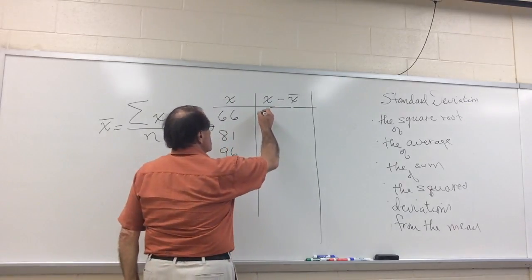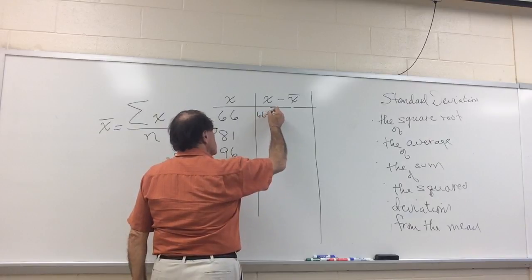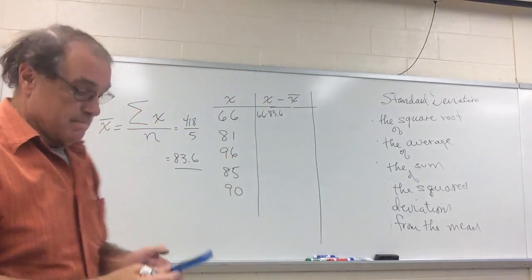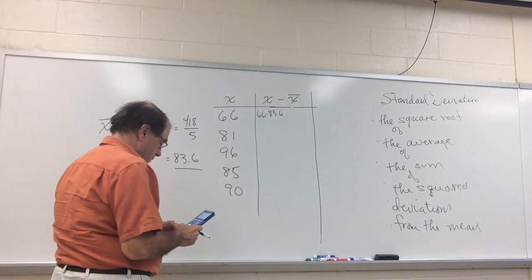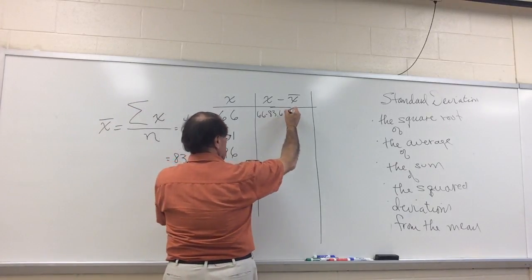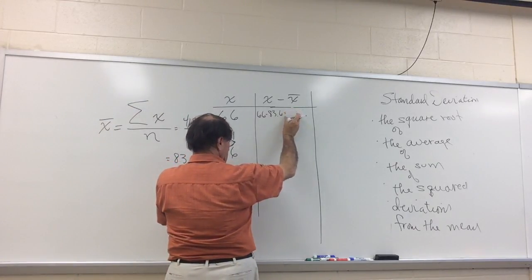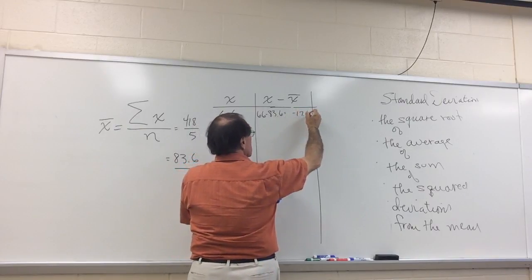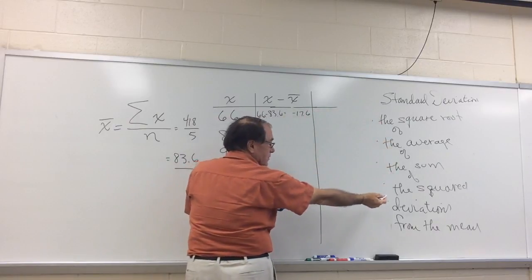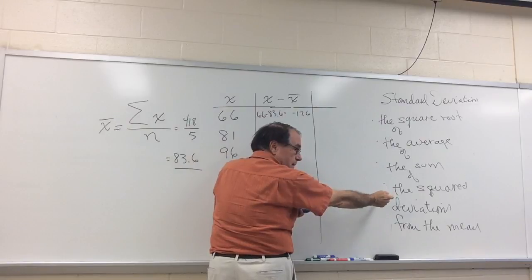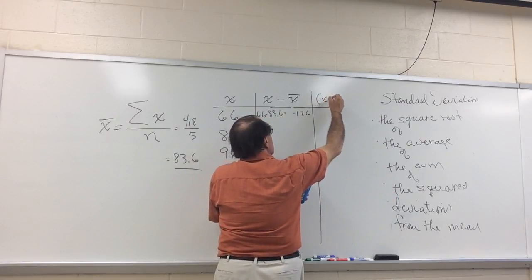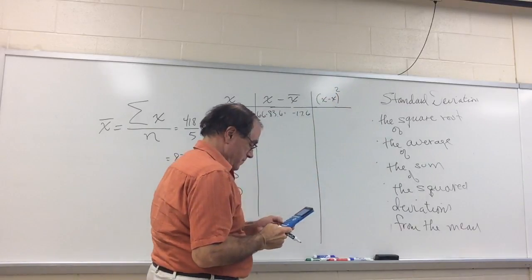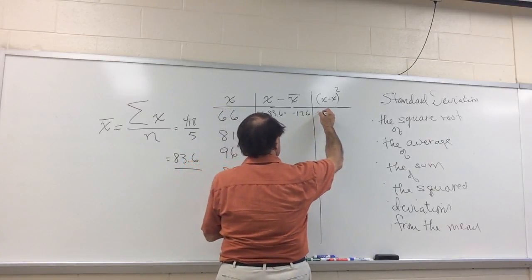So this would be 66 minus 83.6, which would give us negative 17.6. And I'm going to want to square them, aren't I? Yes. So while I'm here, let's hit that square button. 309.76. Yes sir, good job.